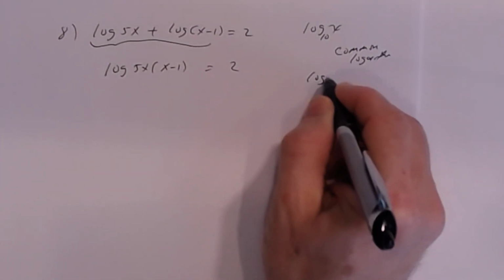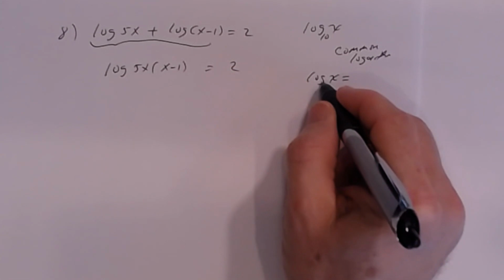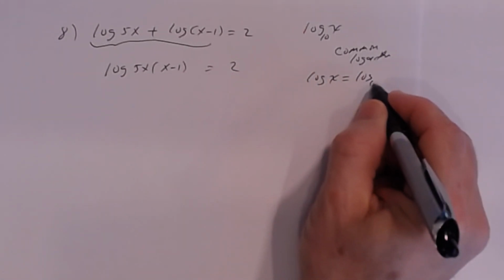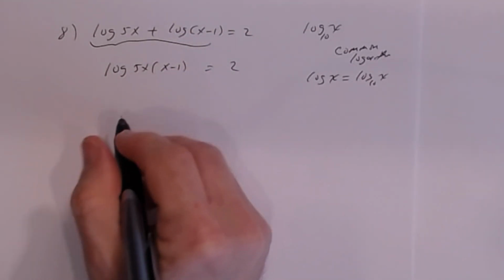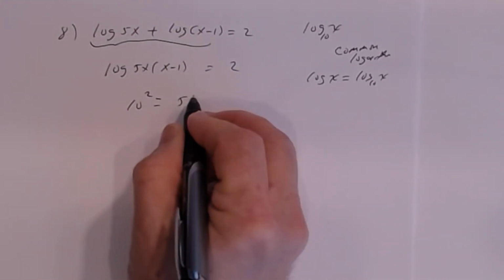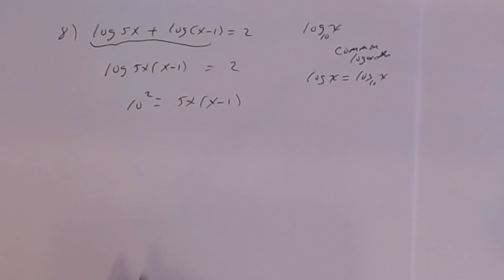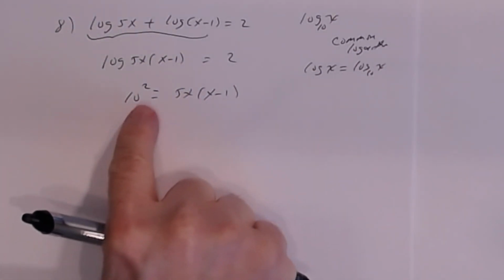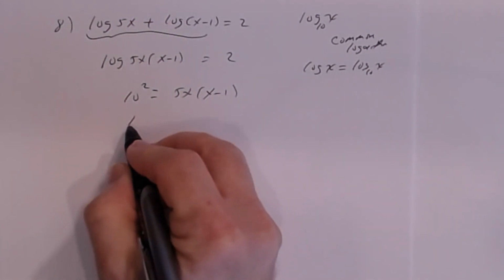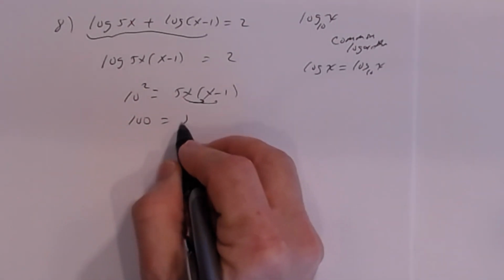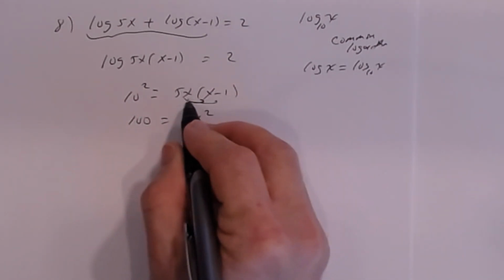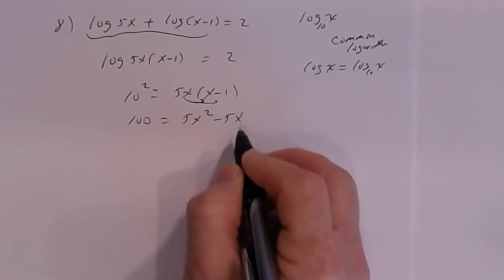So remember, log is understood to be base 10. So you're going to say 10 to the second power equals 5x times x minus 1. And then you figure out, well, 10 to the second, that's 100. So I get 100 equals, and then distribute here, I get 5x times x is 5x squared, and then 5x times a negative 1 is a negative 5x.